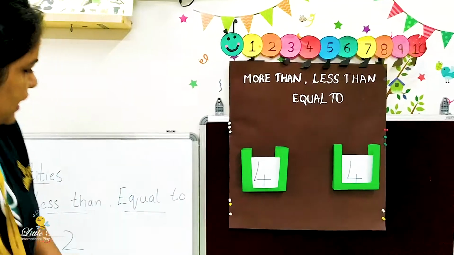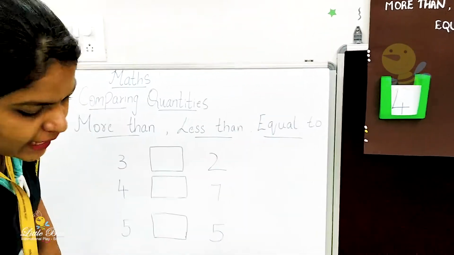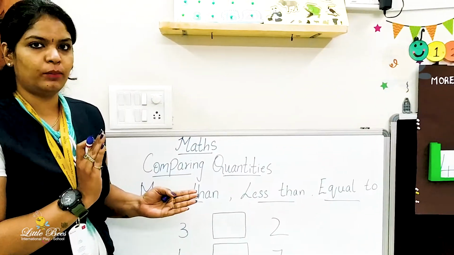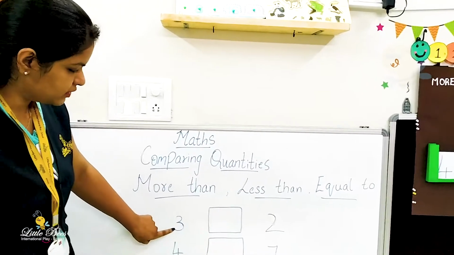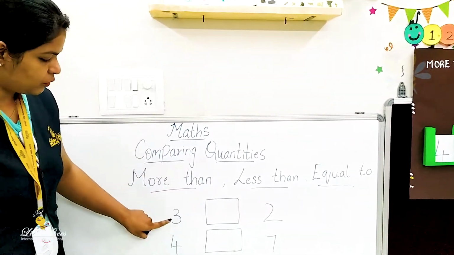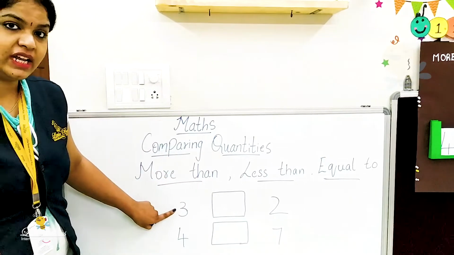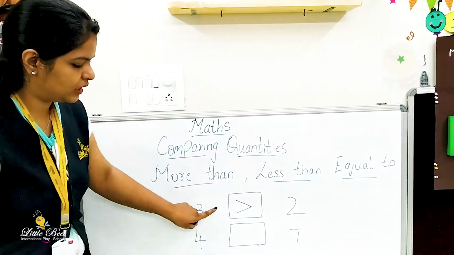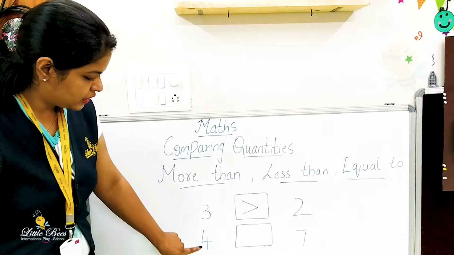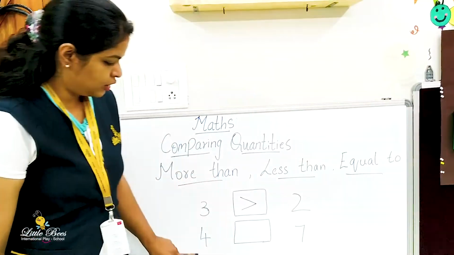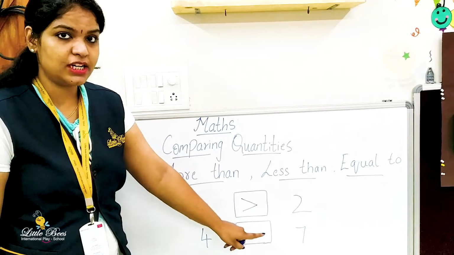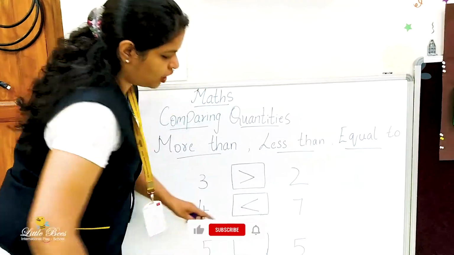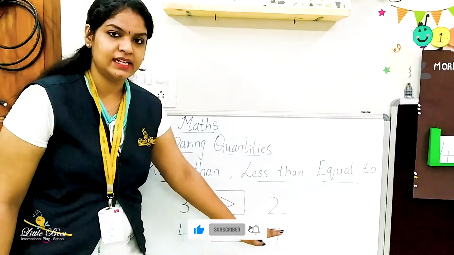Okay. Here we will write which is more than, less than and equal to. So you have to tell me which side the crocodile will open the mouth. What number is this? 3 and 2. Which is the bigger number? Number 3 is bigger. So the crocodile will open the mouth this side. Crocodile likes to eat the bigger number. Here we have 4 and 7. Which number is more? Number 7 is more. So the crocodile will open the mouth this side because 4 is less than 7.